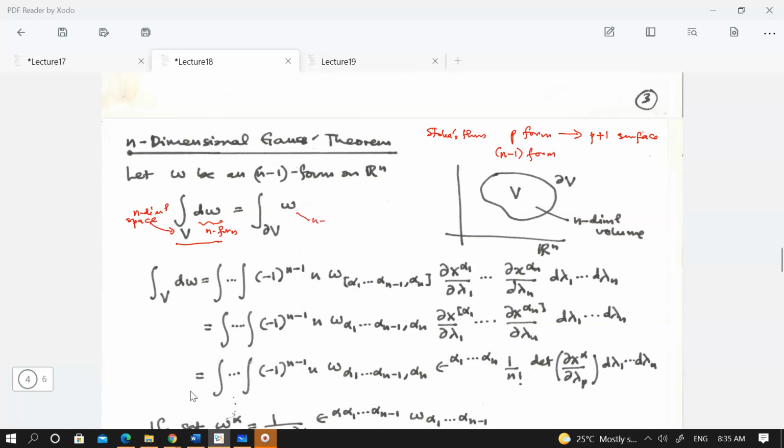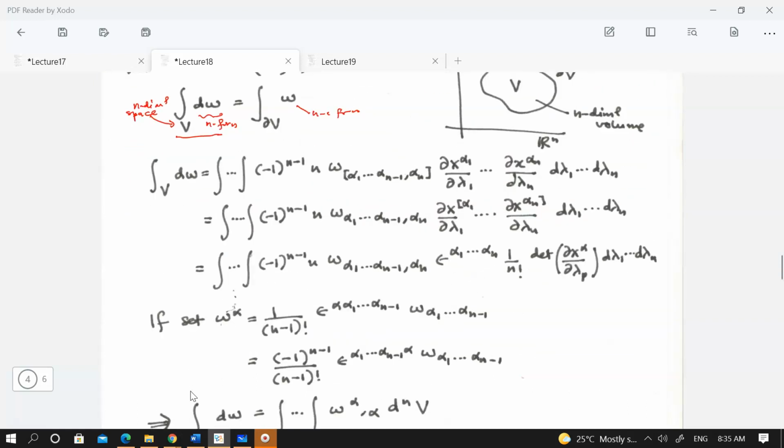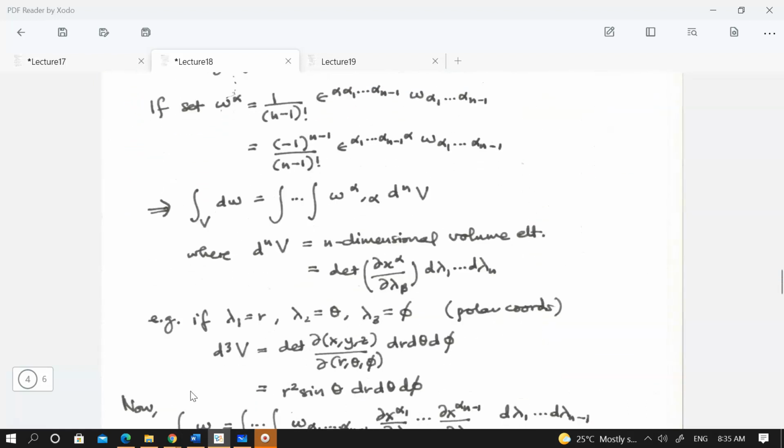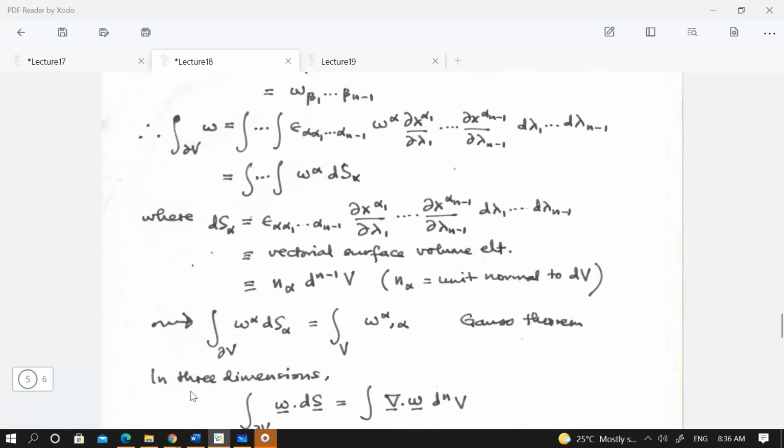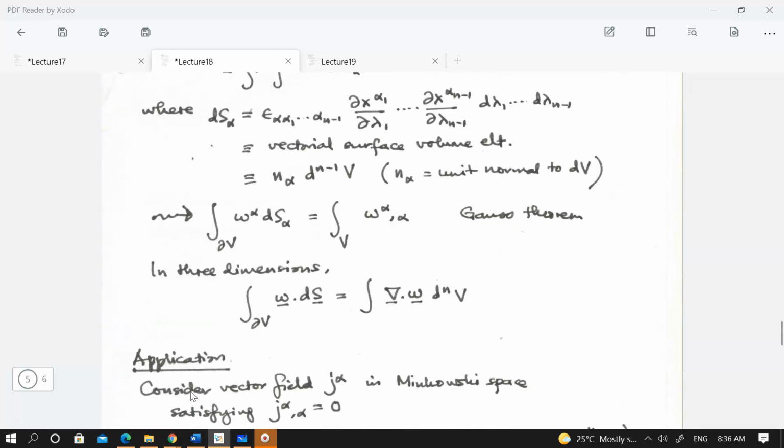This now is an n minus 1 form, but an n minus 1 form has to be integrated over an n minus 1 subspace. In other words, we have a volume here, so you take the boundary of the volume. The boundary of the volume would be an n minus 1 dimensional surface. Again, there will be some derivation to actually prove the theorem, but we are not going to do that. Let me just proceed.